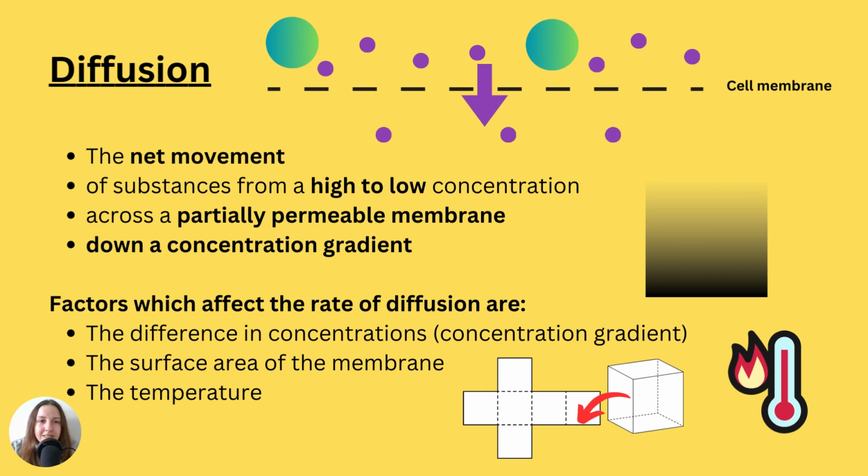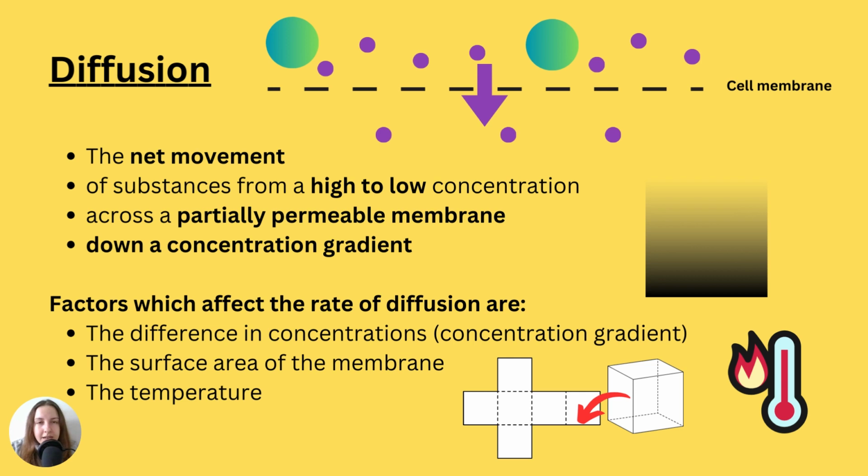So, diffusion is the net movement of substances from a high to low concentration. These substances will move through a partially permeable membrane and down a concentration gradient. The partially permeable membrane we're talking about is the cell membrane.